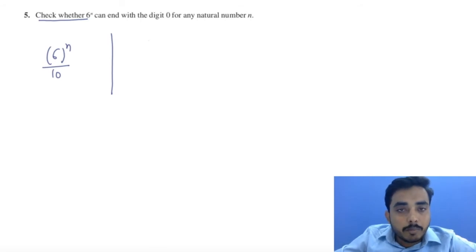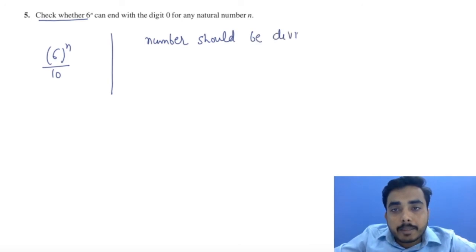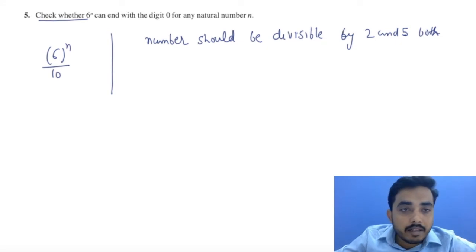So for a number to be divisible by 10, number should be divisible by 2 and 5 both. अगर किसी नंबर को 10 से डिविजिबल होना है, दैट मीन्स उस नंबर को 2 और 5 से भी डिविजिबल होना पड़ेगा. बट 6 रेज टू पावर n जो है, वी कैन रीराइट दिस एज 2 into 3 रेज टू पावर n.